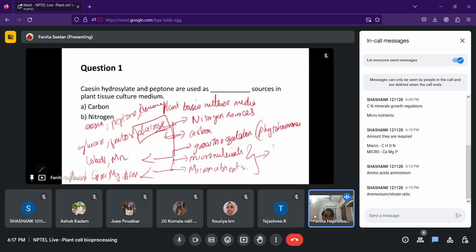See, you are changing the media composition in such a way that if you increase your nitrogen, phosphorus, and ammonia content, what will happen? And if you reduce it, what will happen? Based on this, you can get more secondary metabolite. That's why I'm asking. Yes, Shashank is right. If you alter the nitrate and ammonium ratio, whether we have to increase this or decrease this, which will aid in secondary metabolite production?